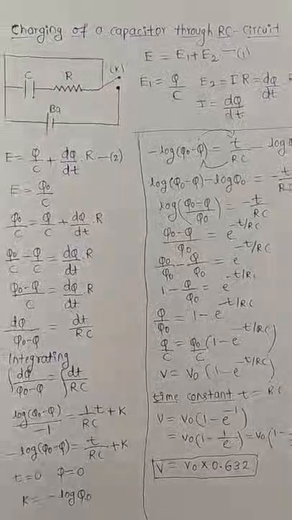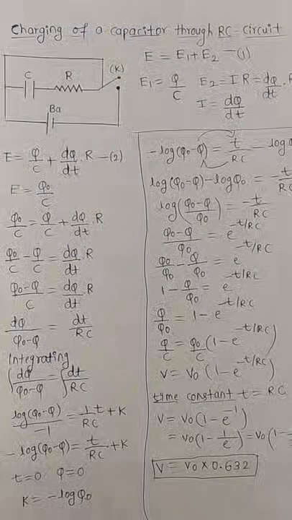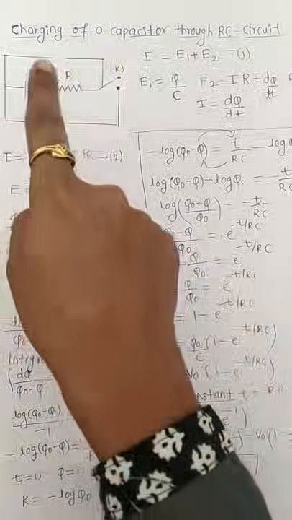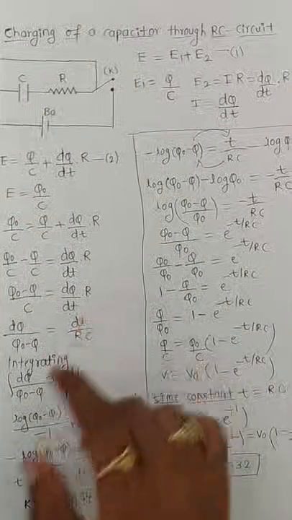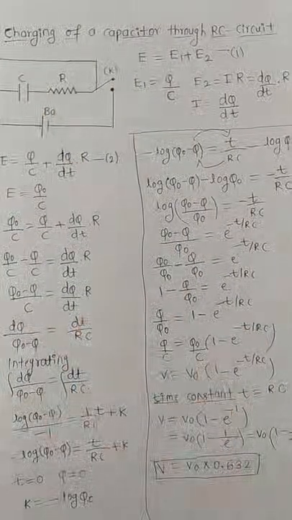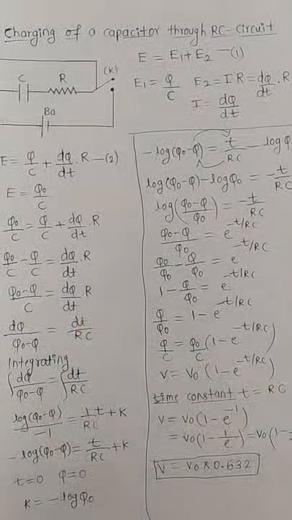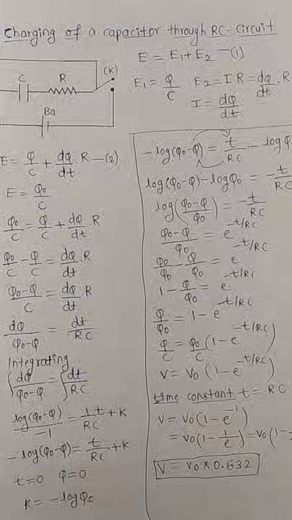I hope you understood the derivation as also the definition of the time constant. In today's class we discussed charging, so in the next class we are going to discuss how the discharging of a capacitor happens in an RC circuit. That derivation we will see in the next class. Okay, thank you.